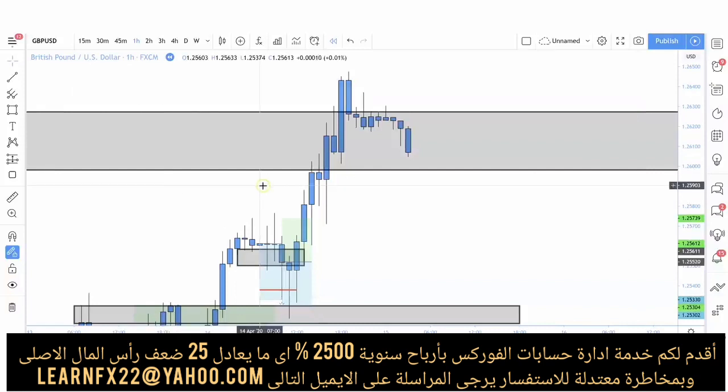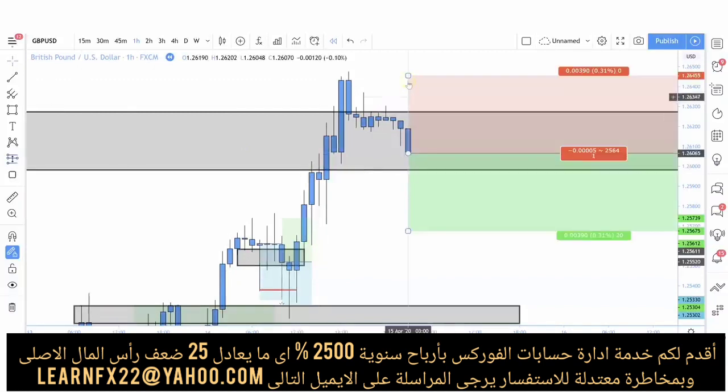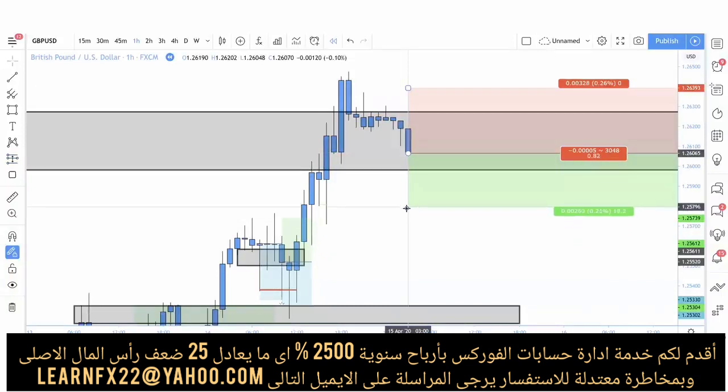If I was to take this trade, I wish this candle was closed so I could see it on the 4H. But if I was to take this trade with a stop loss above this structure, would I get a 1-to-1 before I get to this reaction area here?